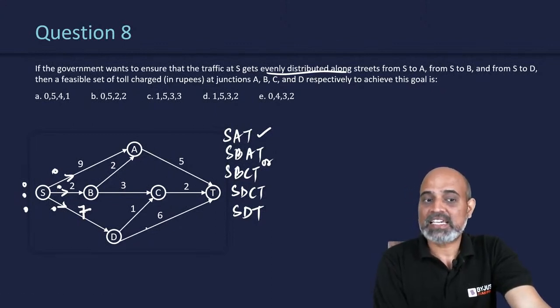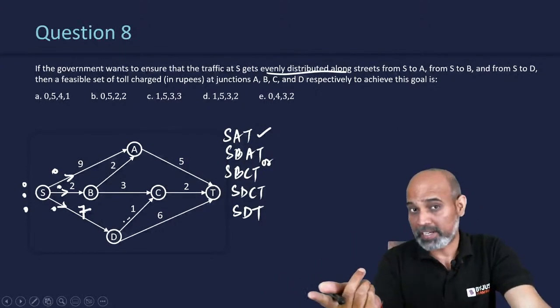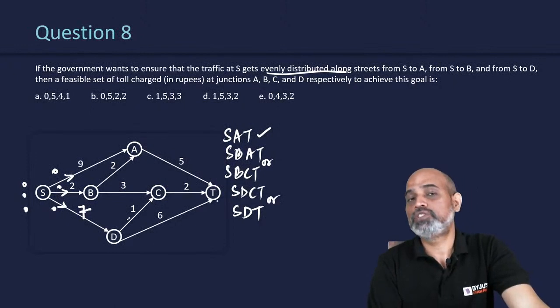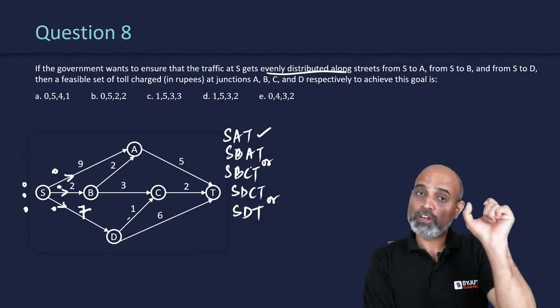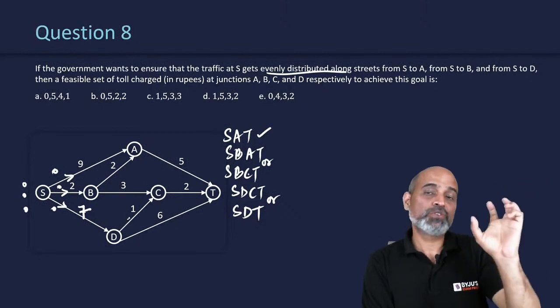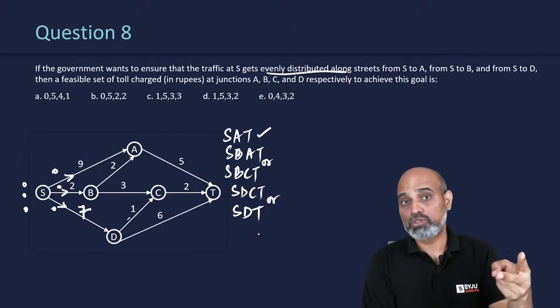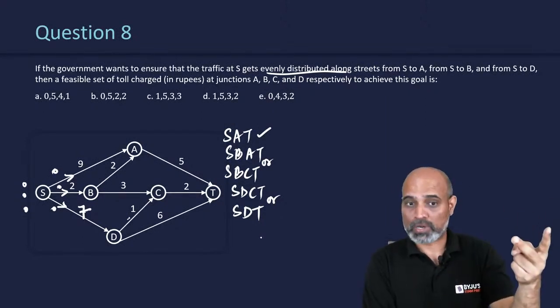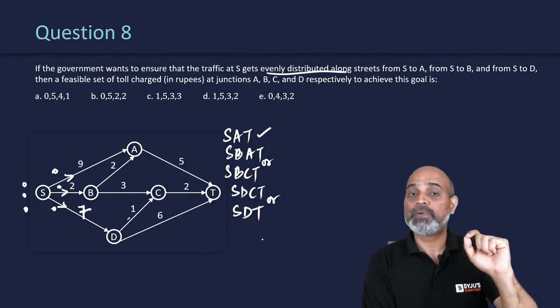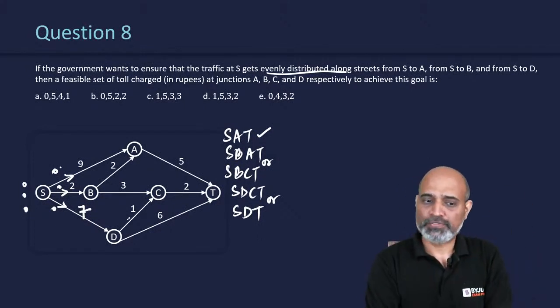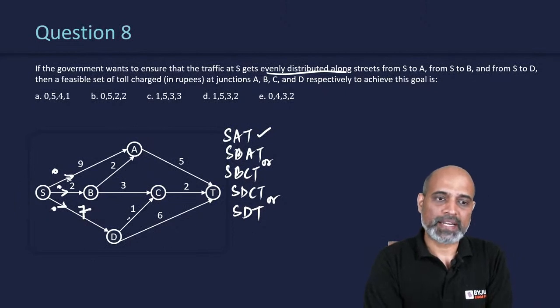Similarly, of SDCT and SDT, if only one person is going, that person is going to take either the DC route or the DT route, right? So again, only one of these two should be the same. Whatever value SAT gets, the same value should be there for one of SBAT and SBCT, and one of SDCT or SDT, and the remaining two should have a higher value than SAT. Again, it is difficult to go by writing down the equations and everything. We'll be using the options.